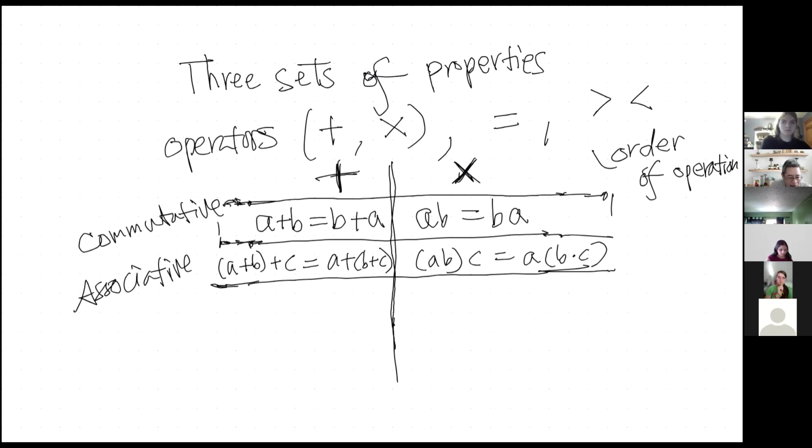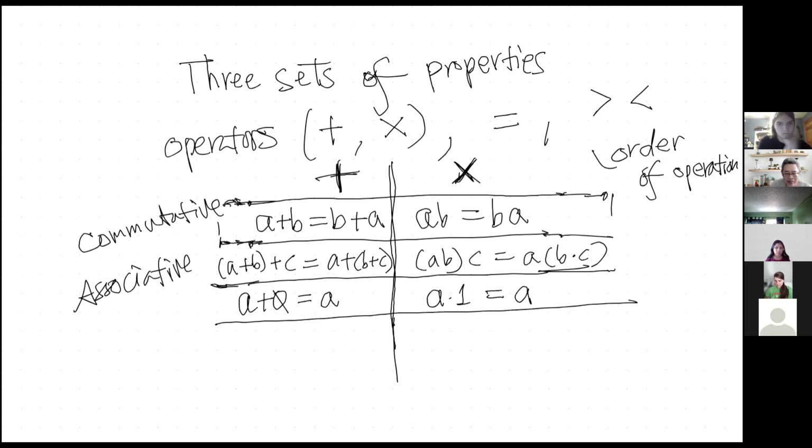Then we have this: A plus 0 is equal to A, and A times 1 is equal to A. Do you remember what that's called? Anyone? This tells us there are two special numbers, 0 and 1. When you add 0, it does not change the value. When you multiply by 1, it does not change the value of the number. So this is called identity. Okay.